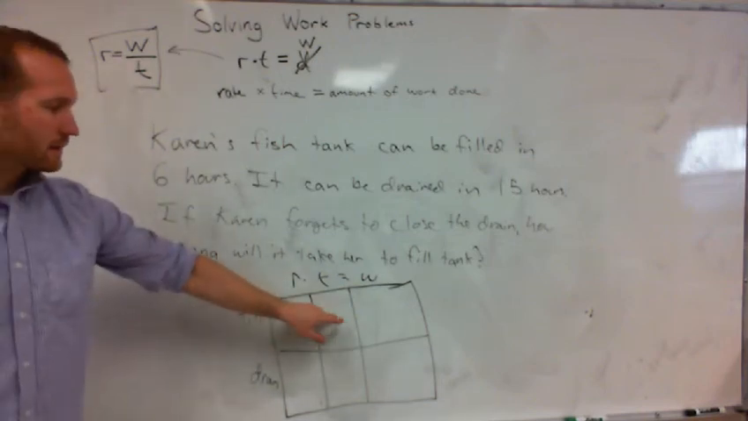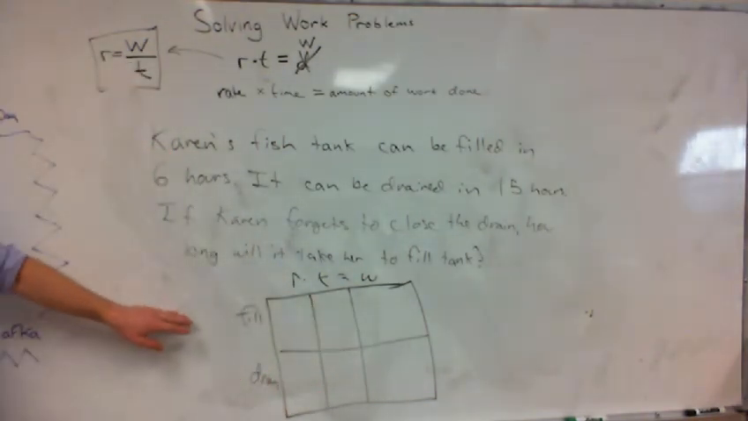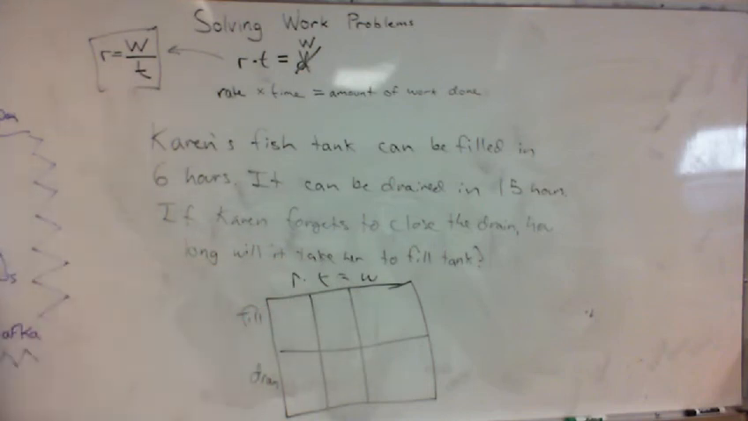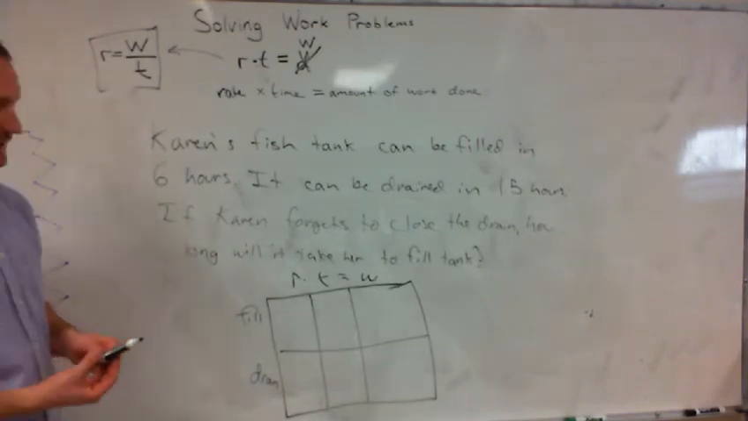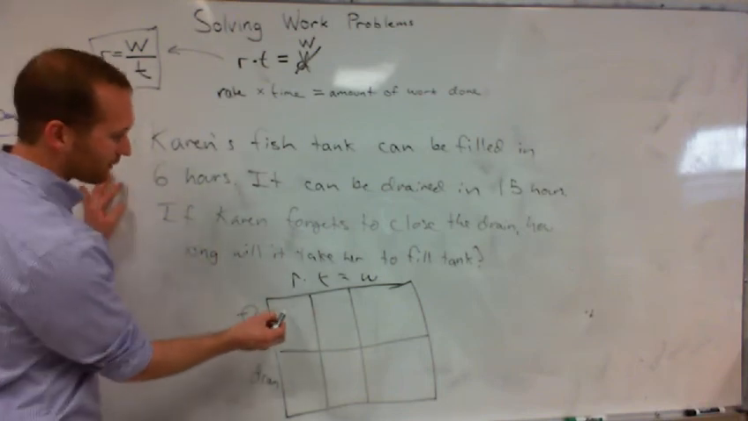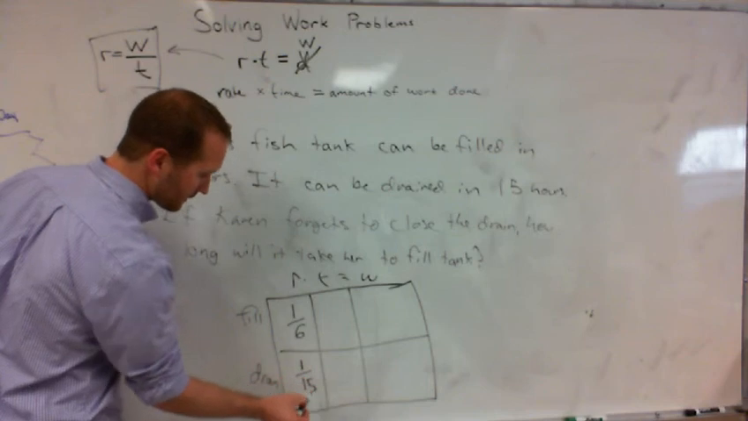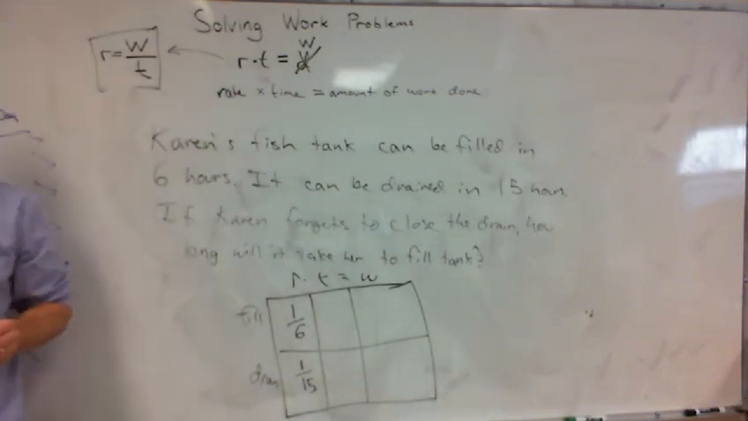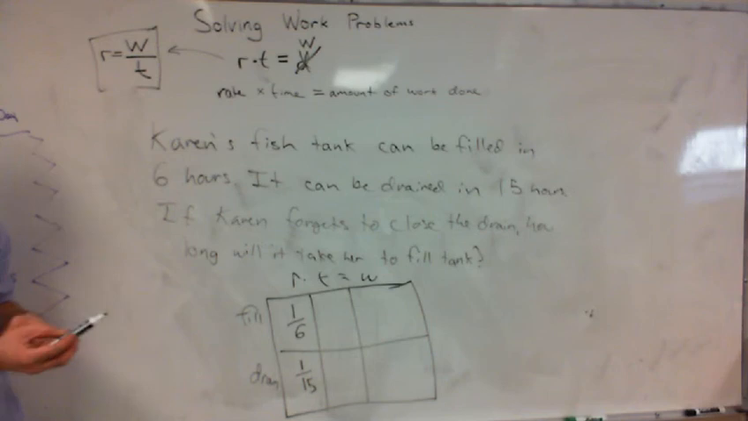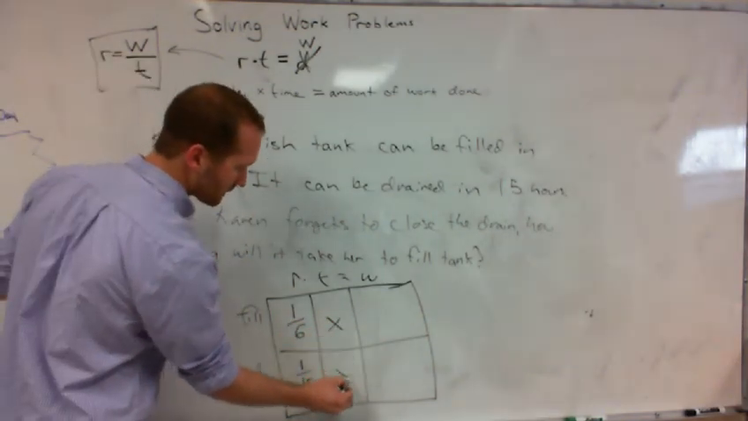Now let's look at our boxes. Can someone else raise your hand? Tell me any one of these boxes. I don't care which one, but I do care if you raise your hand. Alex, go ahead. The rate for filling would be 1/6. Good. And the rate for draining would be 1/15. And time is x. How about someone else? Sal, go ahead. Time will be x in both cases.